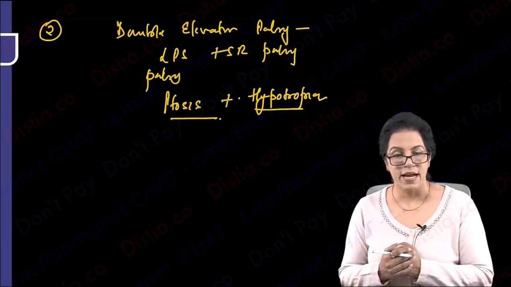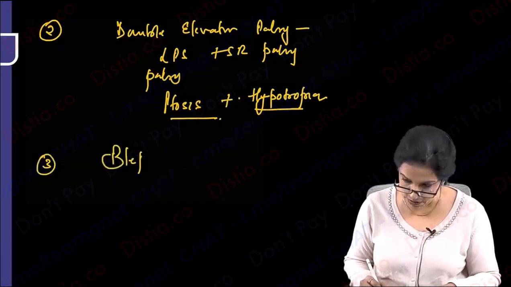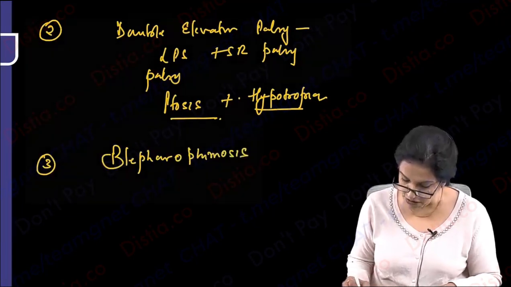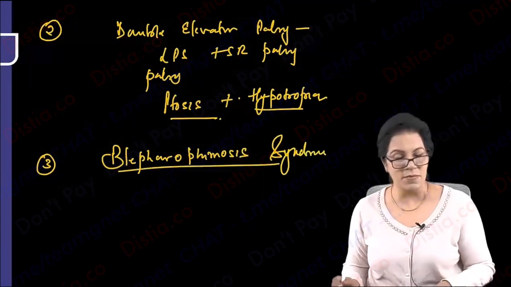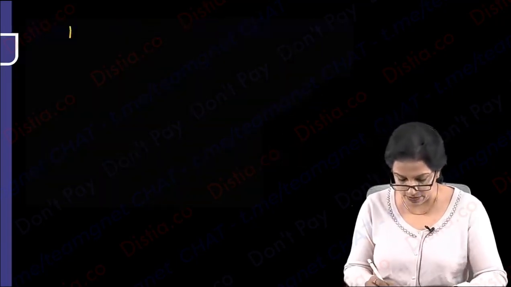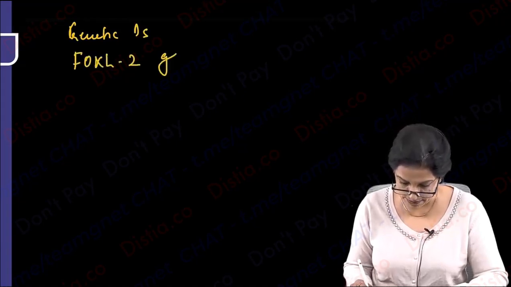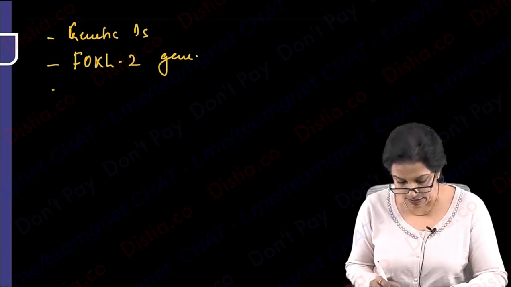Yeah. And what is the third condition we have to learn is blepharophimosis syndrome. So when you say blepharophimosis syndrome, what are the features? Syndrome means many features. So let's talk about blepharophimosis. First write down, it's a genetic disease. Okay. So the gene responsible is the FOXL2 gene. Right? Autosomal dominant.